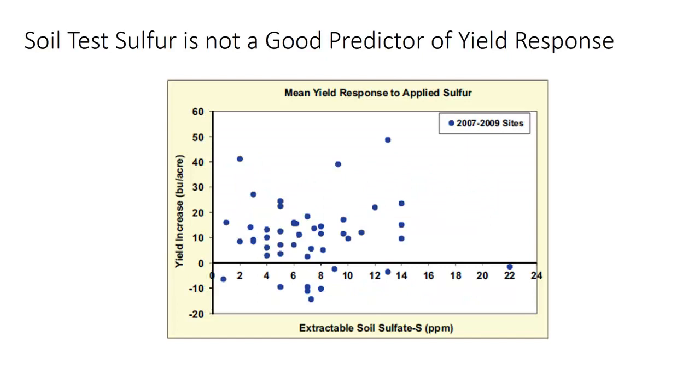So we recommend tissue tests for sulfur, and especially at R1 if it's in corn. You might do it at the early bud stage for forage. It's just a better indicator of your sulfur status for the crop.